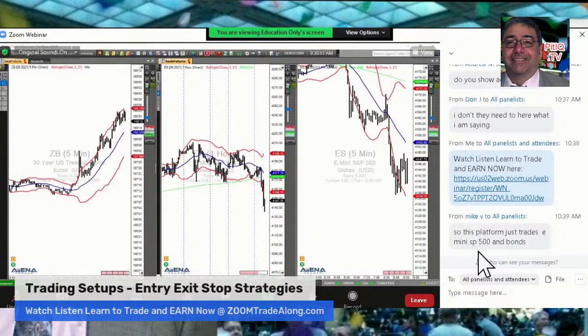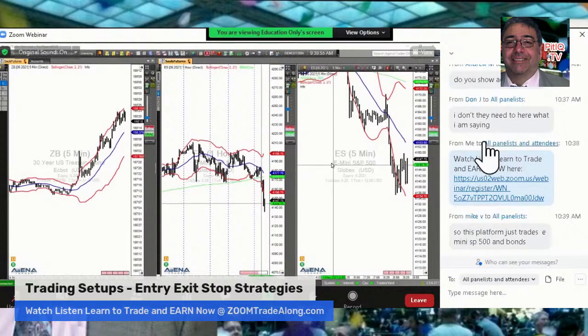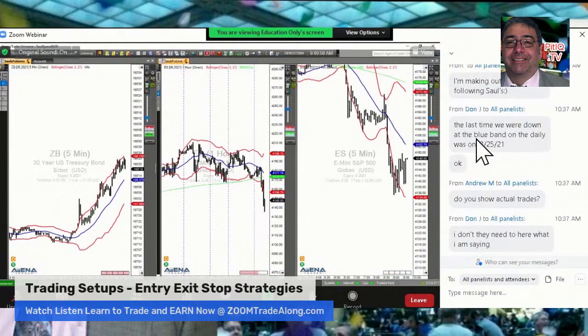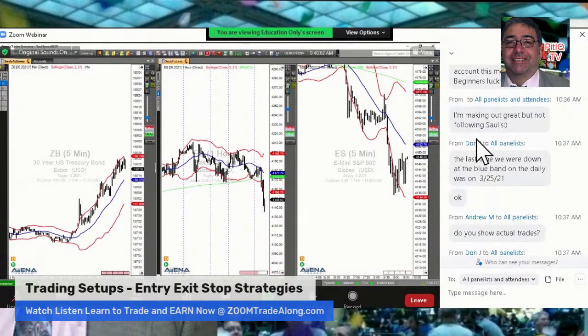We just trade E-minis. We don't even trade bonds. We just have bonds up there to maybe help us sometimes with where the E-minis are going. So yes, we don't trade other markets.